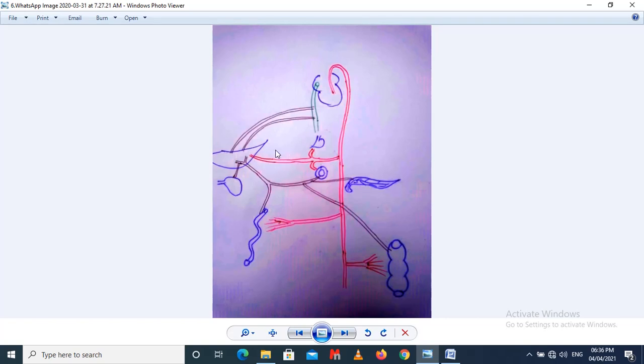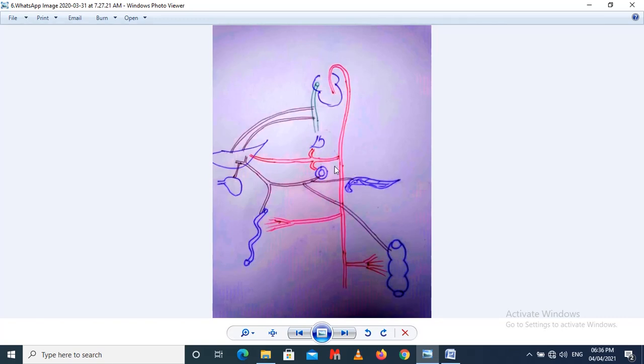If we exclude the hepatic artery, which supplies blood to the liver, and then go towards the definition, what will the definition be? The circulation of blood from the heart to the visceral organs. Visceral organs include the pancreas, the small intestine, the large intestine, the spleen, and the gastric organs also.